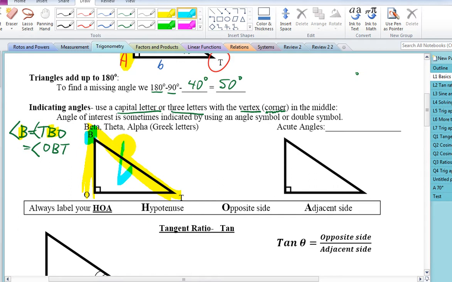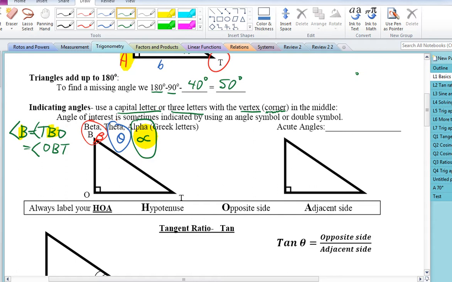Good. So instead of just making it uninteresting, we like to make it super interesting. The Greeks studied this a lot, so often we use Greek letters. So beta is a capital B. We often use beta. Theta is a circle with a line through it, like so. And alpha is kind of like a little fish. So those are three Greek letters that we often use. So find angle alpha, find angle theta, find angle beta.